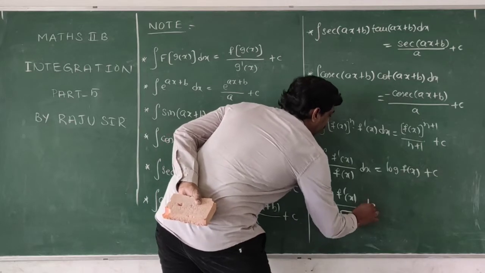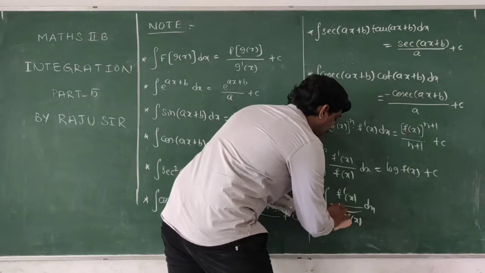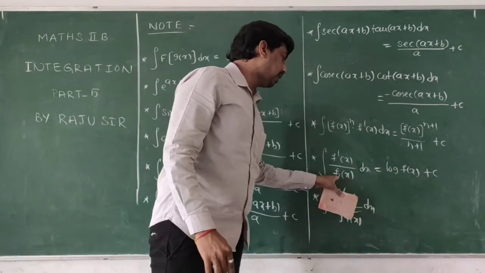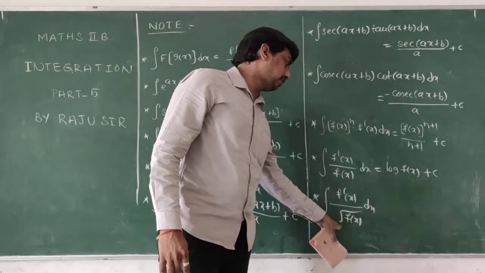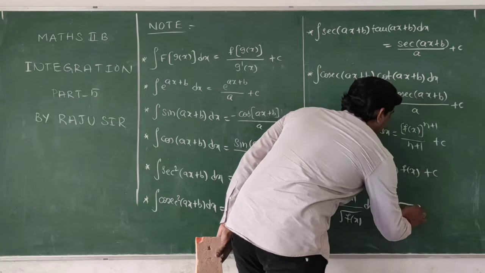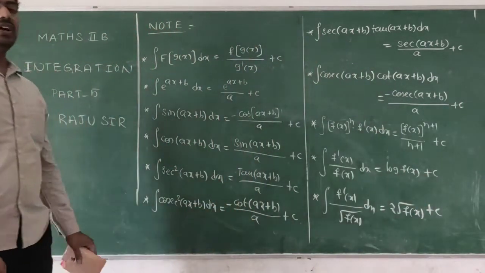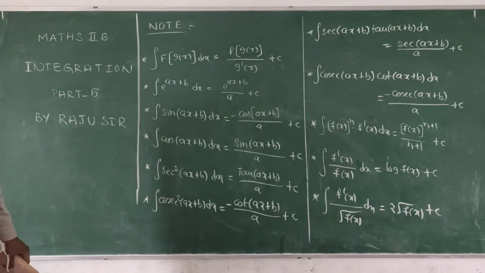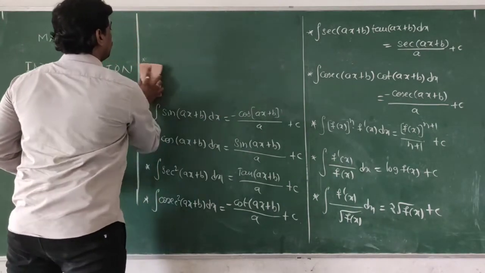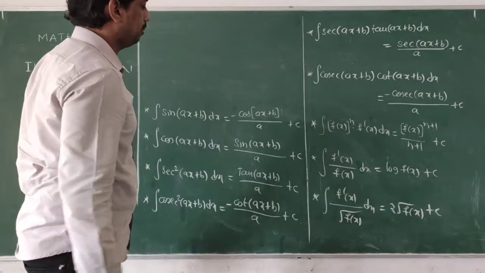In the same way, integration of f dash x by 2 root f of x. Here, sorry, root f of x in the denominator. Integration of f dash x by square root of it. Here a normal function, here a square root function. That is the difference. If a square root is there, then the formula is 2 root f of x plus c. Okay. Now continuation of formulas. F dash x by square root of f of x completed.